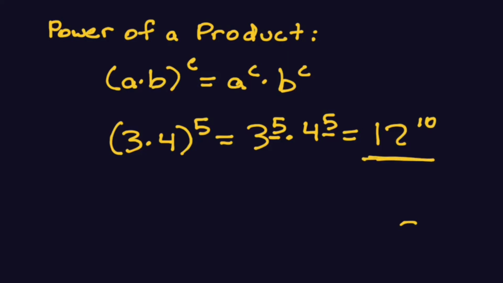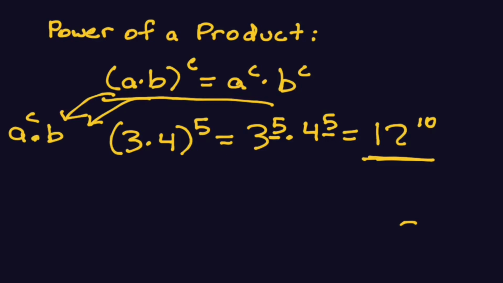So basically, what this property says is that (a times b) to the c power is equal to a to the c times b to the c. So we're just taking out the a by itself and putting it to the c power, then taking out the b by itself and also putting that to the c power. And that essentially is the same thing as (a times b) to the c power. So that's the power of a product property.